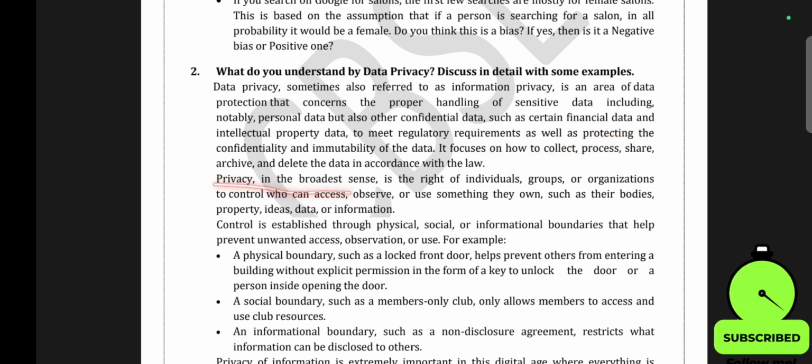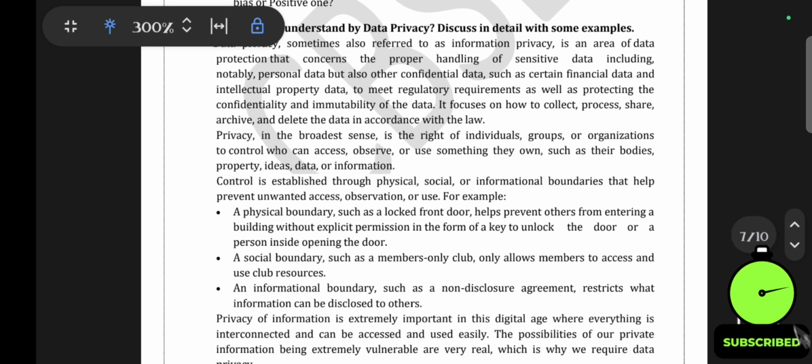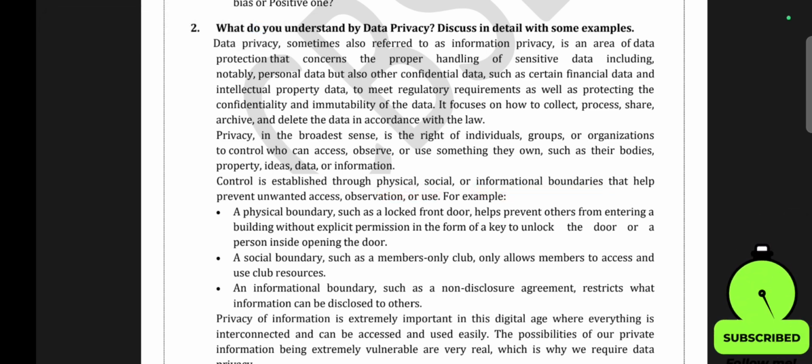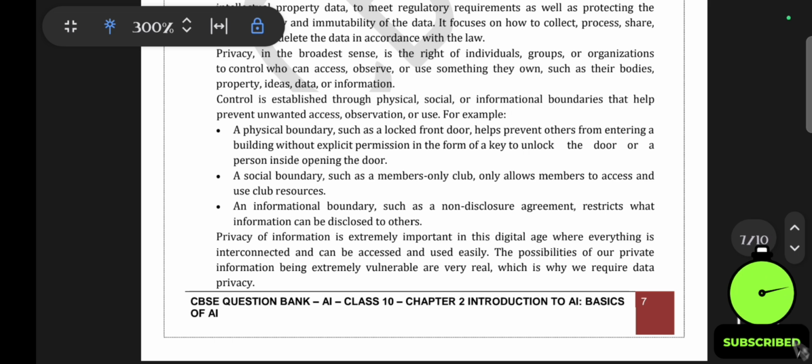Privacy, in the broadest sense, is the right of individuals, groups or organizations to control who can access, observe, or use something they own, such as their body, property, ideas and data or information. Control is established through physical, social, or informational boundaries that help to prevent unwanted access, observation, or use. For example, here three examples are given. You may write any one.